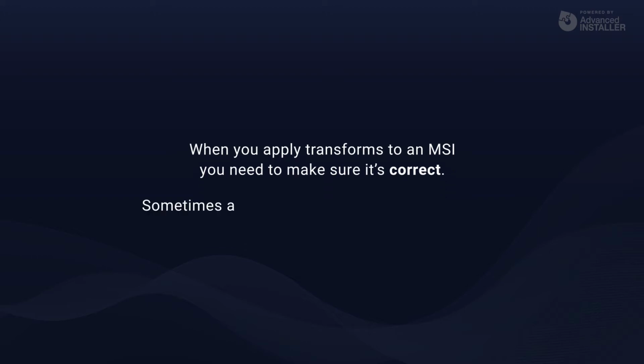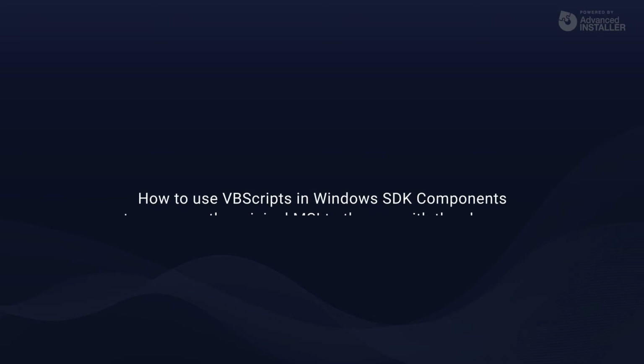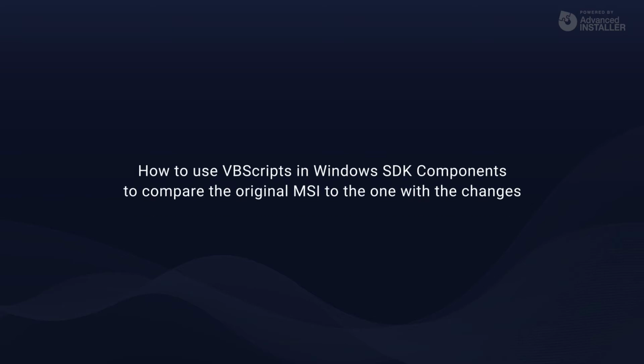In some cases, a setup.exe that contains a hidden MSI can install the MSI with a specific install level, which may remove some functionalities. Microsoft provides a VBScript in the Windows SDK Components for Windows Installer developers that allows you to list items, attributes, features, and components, among other things. But how can you use it to compare your original MSI to the one which you changed with the MSD? Well, it's actually quite straightforward.